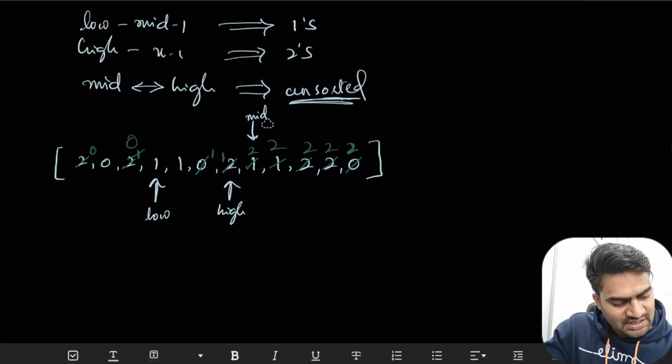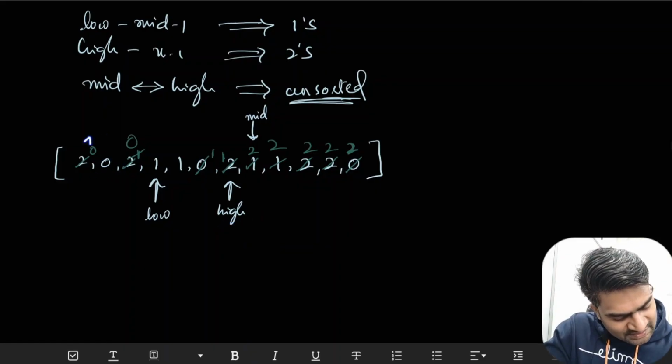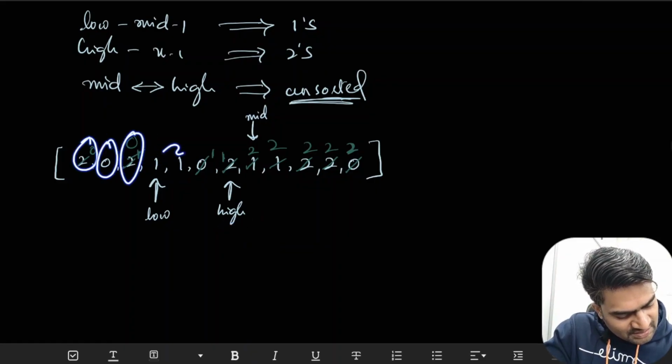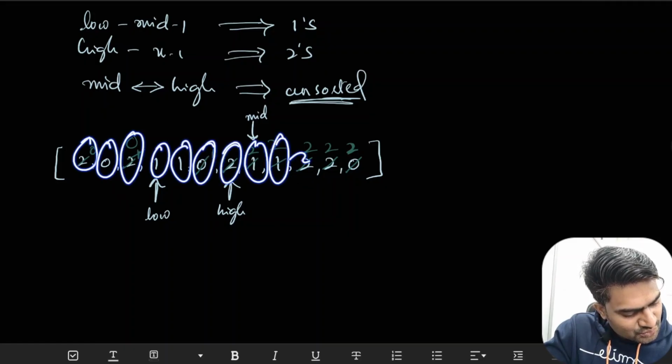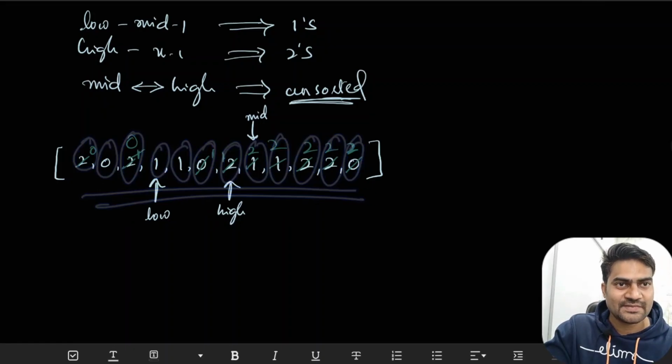Now if you see, our mid has crossed high, so it has become greater than high, correct, right? So I will stop here. Now if you look here, 0, 0, 0, then 1, 1, 1, here also 1, then 2, 2, 2, 2, 2. So it got sorted, correct, right?